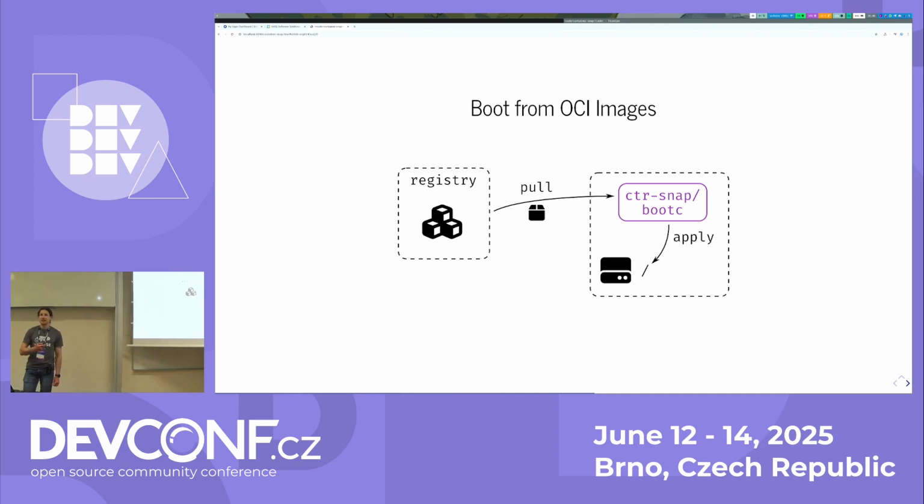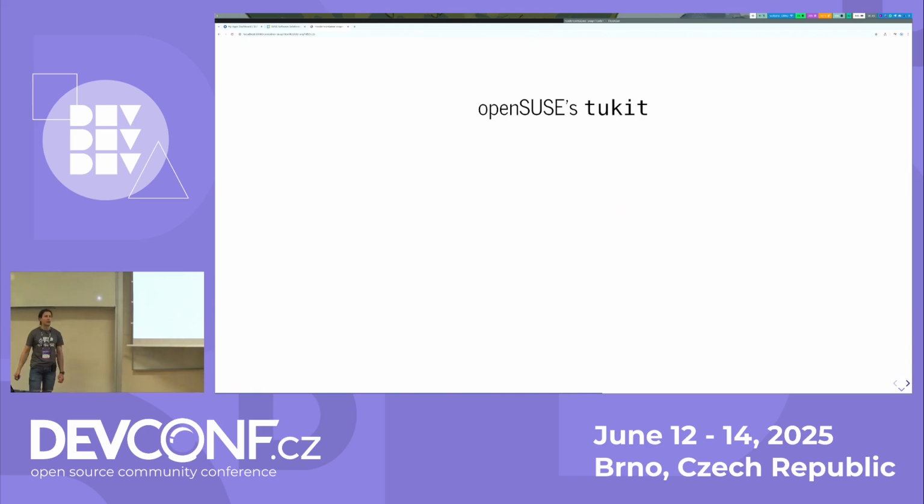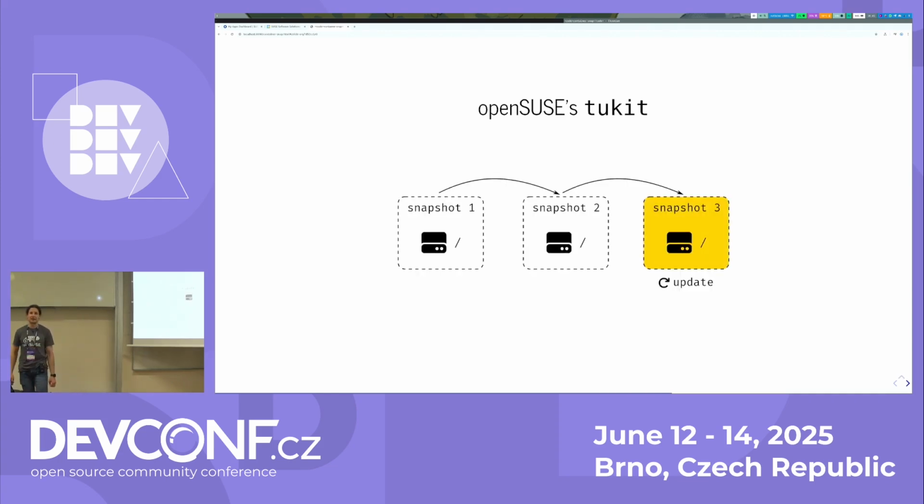Since I'm pretty lazy, I didn't want to write most of the code myself, and I used openSUSE's transactional update kit, or TUKIT for short. Very quick summary of what this does. This is openSUSE's default implementation for an immutable root partition, and it leverages Btrfs snapshots. So your root partition is formatted with Btrfs.